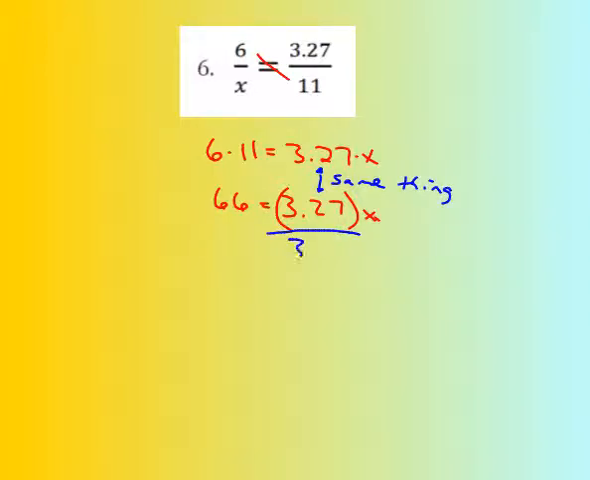Here's what I do here. I divide everything by 3.27. Divide by 3.27. That way I know this goes to 1, so I'm going to have 1x here equal to 66 divided by 3.27, which is going to be 20.183.